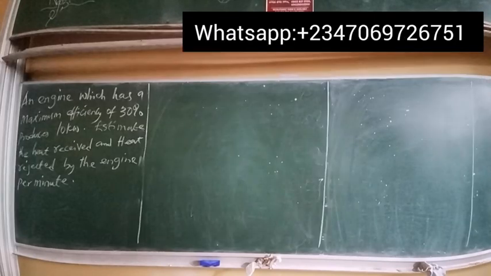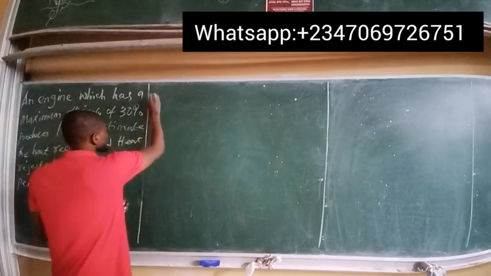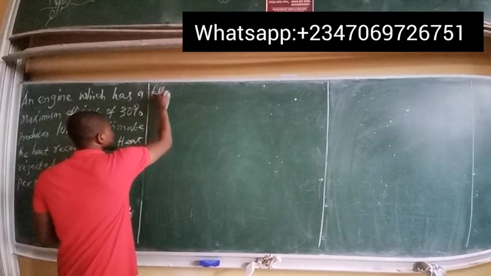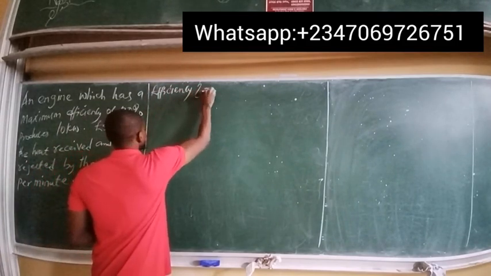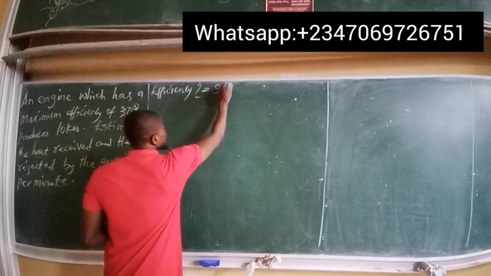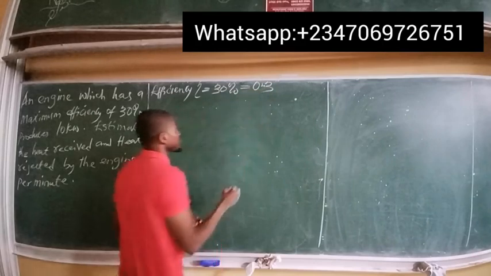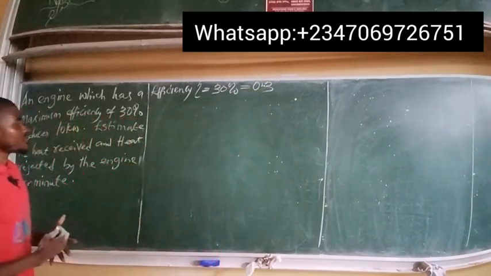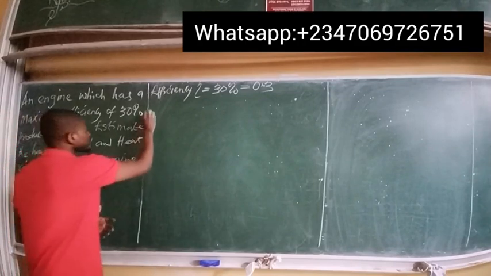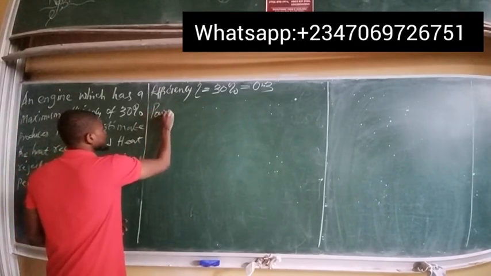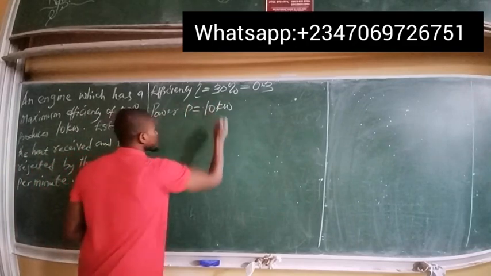All right, so let's write down the parameters I was given. We have that an engine which has a maximum efficiency, so efficiency was given to us as 30%, and this is actually 0.3, simply by dividing by 100. It produces 10 kilowatts, so power P equals 10 kilowatts.